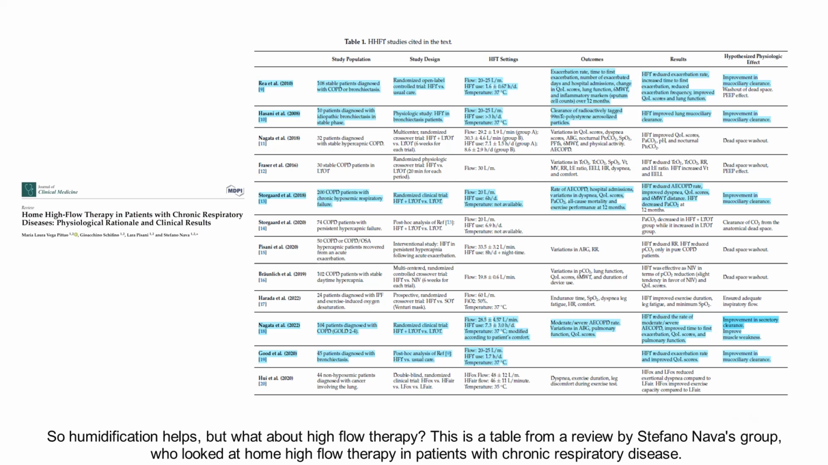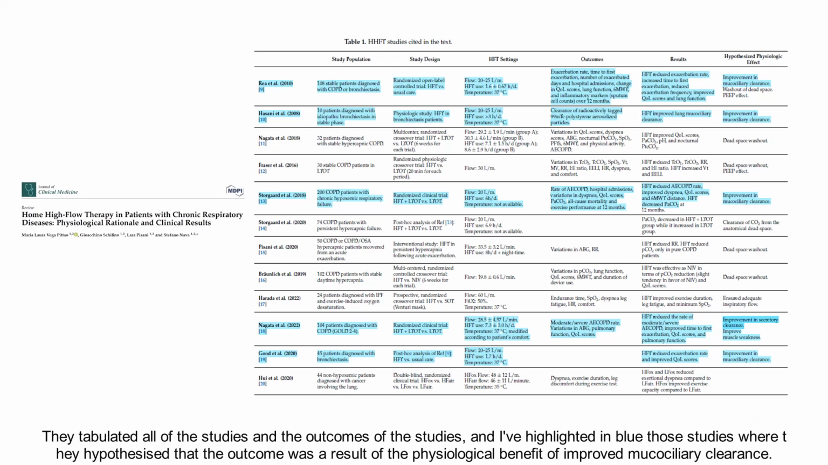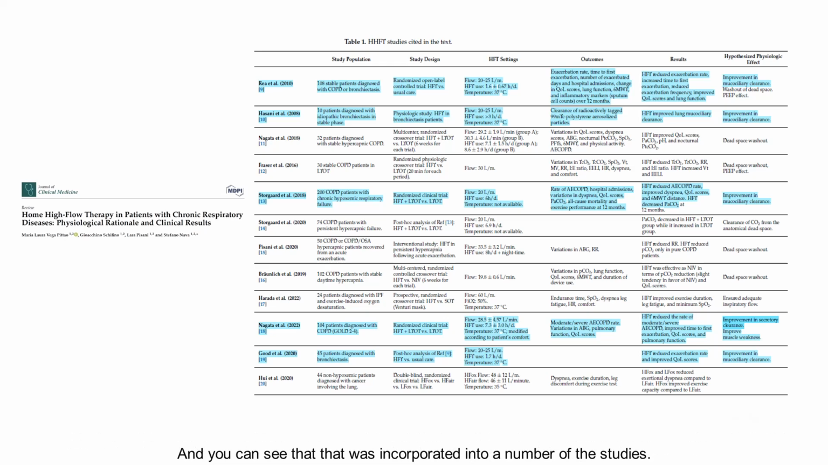This is a table from a review by Stefano Nava's group, who looked at home high flow therapy in patients with chronic respiratory disease. They tabulated all of the studies and the outcomes of the studies, and I've highlighted in blue those studies where they hypothesized that the outcome was a result of the physiological benefit of improved mucociliary clearance, and you can see that that was incorporated into a number of the studies.